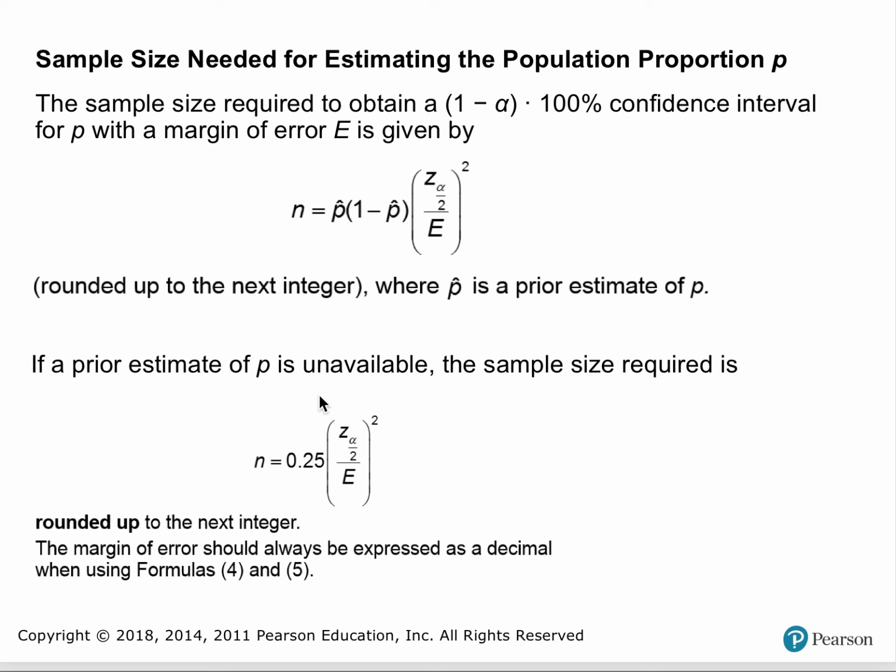Now, if the prior estimate of P is unavailable, let me show you why we use 0.25. I'm still going to follow this formula. I don't want to memorize another one. Notice if P hat was 0.5, we said that's one thing we could use because that's the largest possible value. Then 1 minus P hat is 0.5. So they've just simplified that and said 0.25, but it's because P hat and 1 minus P hat are both 0.5. Margin of error, of course, should always be expressed as a decimal.